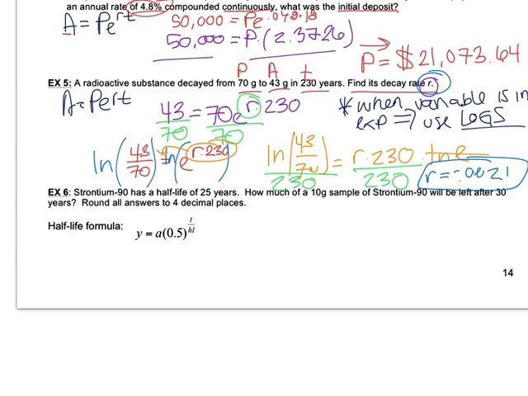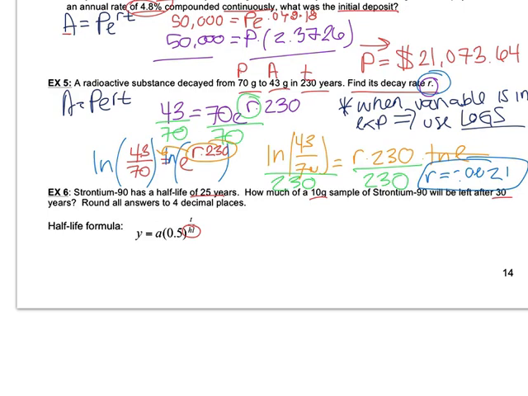And then this last example is using the half-life formula, which is provided here for you. Don't be intimidated by this. Some of you may have used half-life in chemistry or biology, or I don't know when you use half-life, but that's why I teach math. But you've got all the information you need. So strontium-90 has a half-life of 25 years. So that's what we'll plug in here. And how much of a 10-gram sample will be left after 30 years?